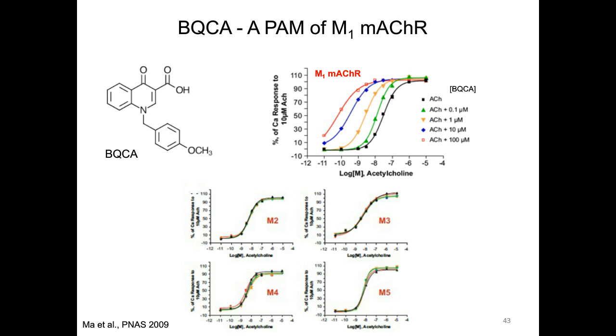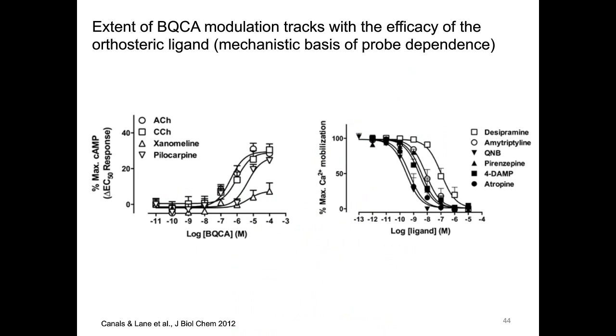We first wanted to gain some insight into its mechanism, so we looked for evidence of probe dependence. On the left-hand side, we performed an experiment, as we discussed before, where we took an EC50 concentration of various different agonists and looked at the effect of increasing concentrations of BQCA. And what you can see is that the level of potentiation depends on the efficacy of the different probe agonists. So we can see that full agonists like carbachol and acetylcholine are potentiated to a much greater extent than the partial agonists, xanomeline and pilocarpine.